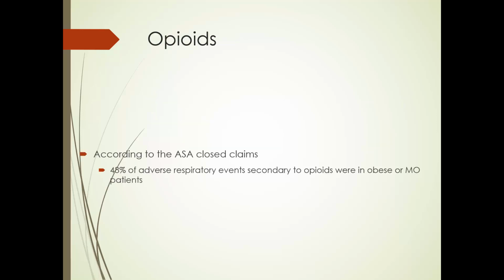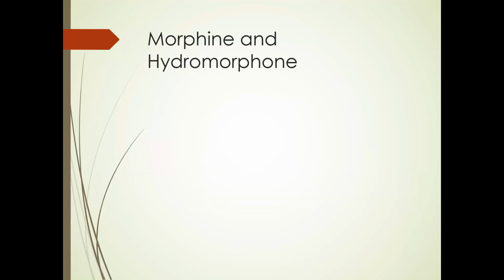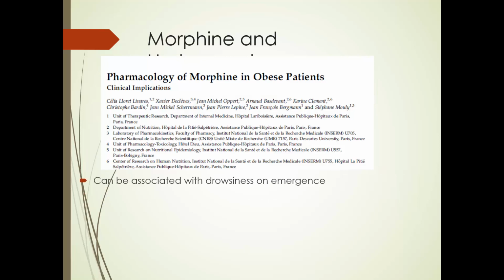What about opioids? According to the ASA closed claims, 48% of adverse respiratory events secondary to opioids were in obese or morbidly obese patients. The morbidly obese patients are more susceptible to the upper airway obstruction and respiratory depression opioids can induce. Morphine and hydromorphone can be associated with drowsiness on emergence, so avoid using long-acting opioids in the peri-op period. That's one of my pet peeves. When you have a 200-kilogram patient having a gastric sleeve procedure, you don't start with 1 milligram of hydromorphone. That's not the best approach.